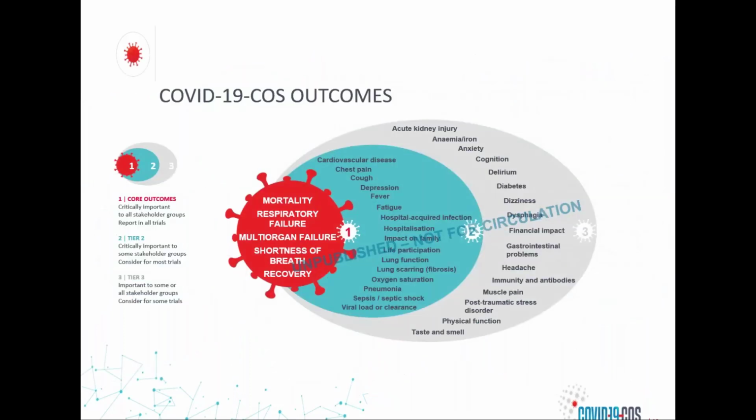Based on these workshop discussions, we summarised and sent out the report to all the attendees and also the investigators. The core outcome set includes mortality, respiratory failure, multi-organ failure, shortness of breath, and recovery. So I might stop there. Now we're doing ongoing work to look at developing the core outcome measure for each of these outcomes. Thank you so much.